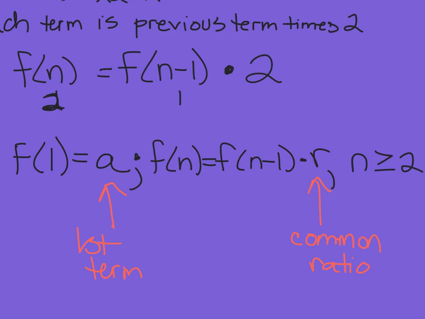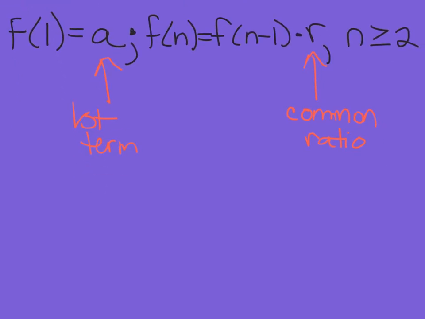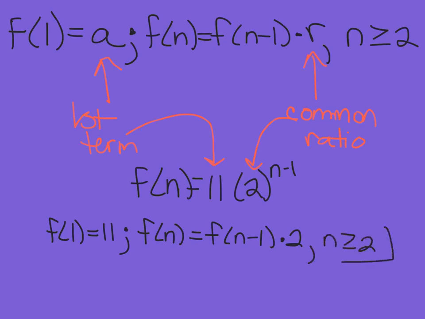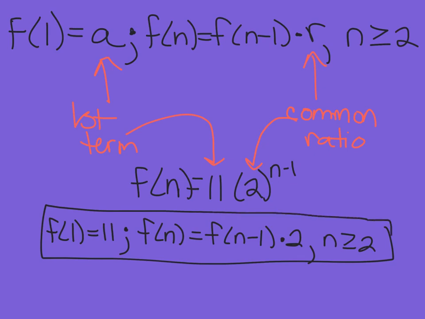So on number 1 on the worksheet, we had f of n equals 11 times 2 to the n minus 1. Then we know that 11 is our first term, and we know our common ratio is the 2. So we're just rewriting it from one form to the other. We're going to say f of 1 equals 11, semicolon, and then we say f of n equals f of n minus 1 times, and then our common ratio is 2. Then we put a comma, and then we write n is greater than or equal to 2. So this is how you would write the answer to number 1 on your worksheet.